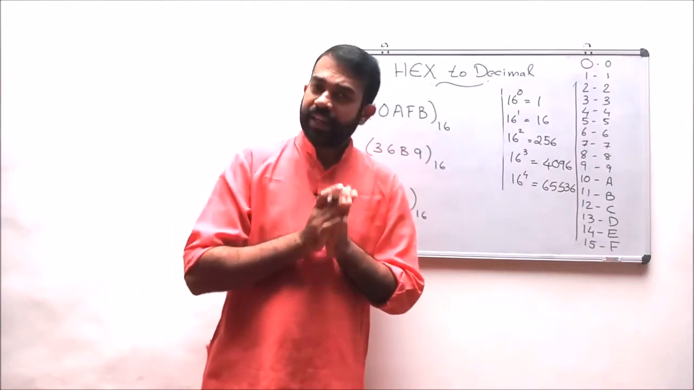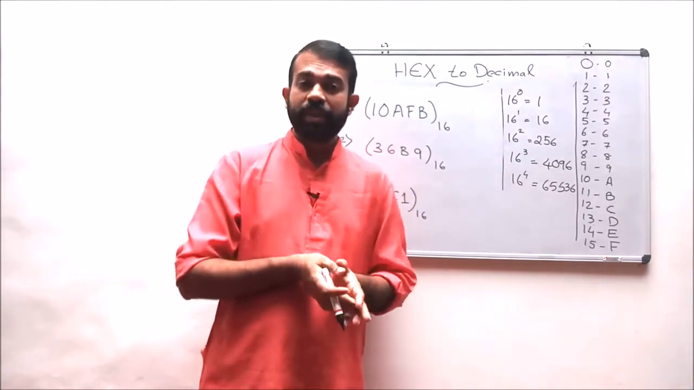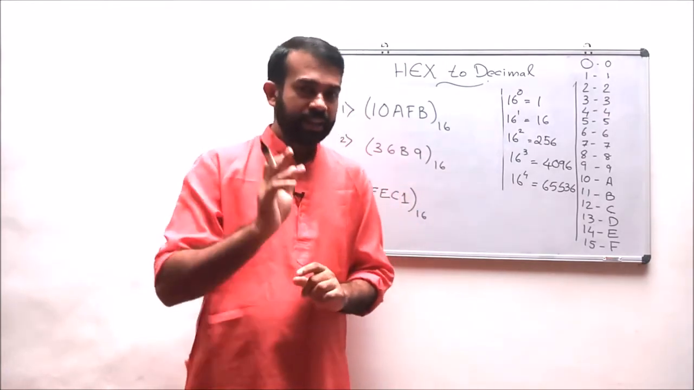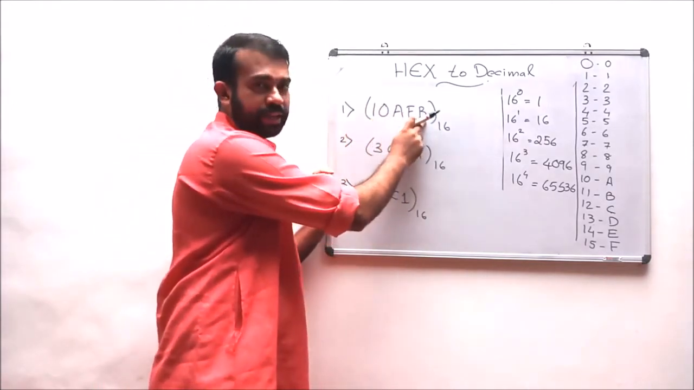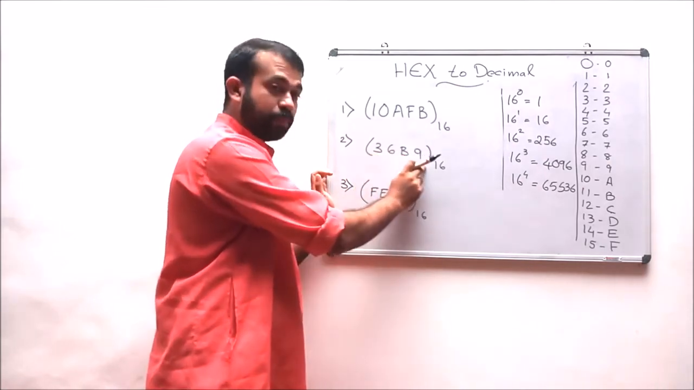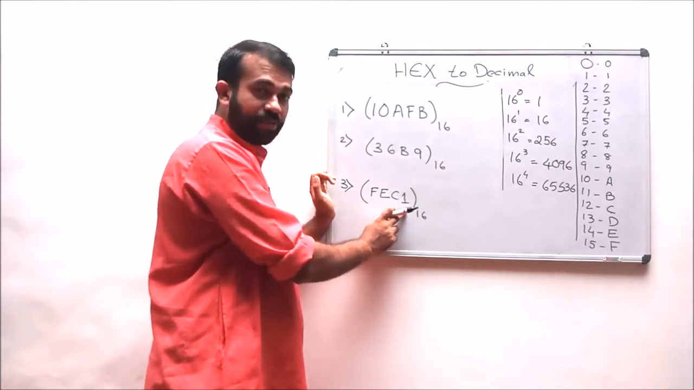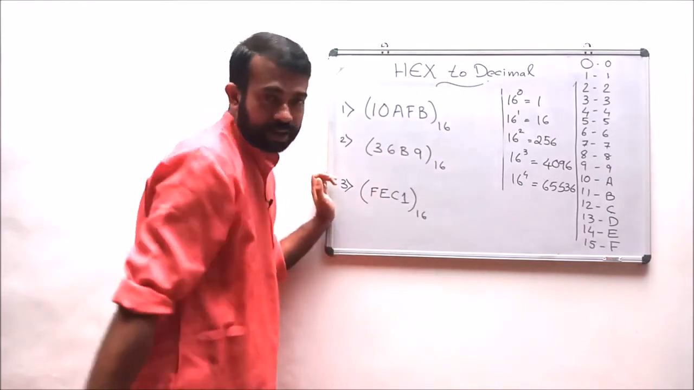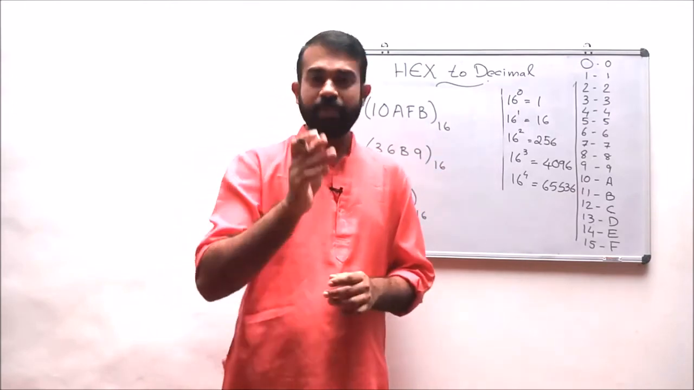So dear students, kindly go through these assignment questions. The questions are: convert these hexadecimal numbers into their decimal equivalents. The hexadecimal numbers are 10AFB, the second one is 36B9, and the third one is FEC1. Kindly convert these hexadecimal numbers into decimal equivalents.